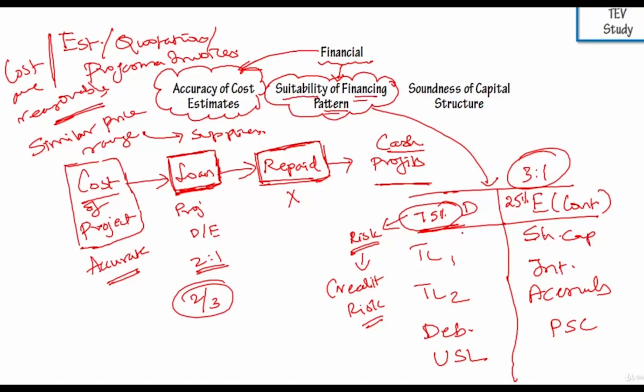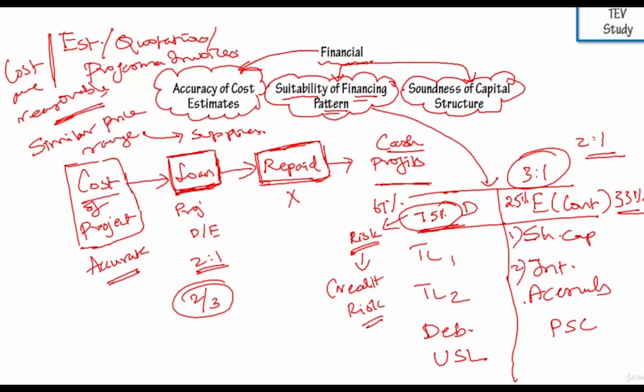So they'll say that no, it cannot be in the range of 3:1. It should be brought down to 2:1, that is 67% of debt and 33% of equity, because only at this level do they have repayment capacity. Then they'll also be talking about the soundness of capital structure. Fine, the borrower has decided to part fund this project, and how they are planning for that: 1 share capital, 2 internal accrual, 3 preference share capital.